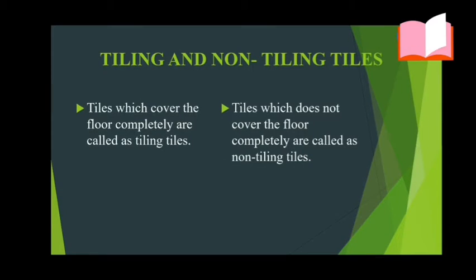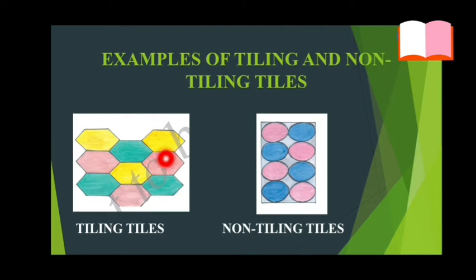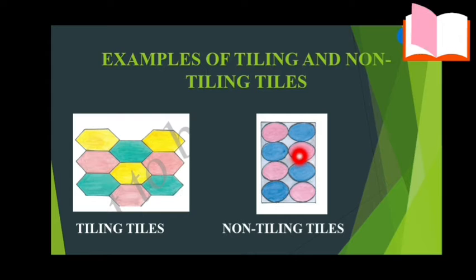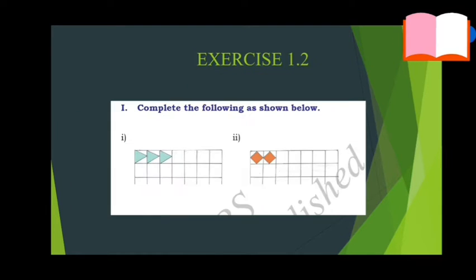Tiling tiles. Tiling tiles means the tiles which cover the whole place of the floor without a single gap are said to be the tiling tiles. Whereas non-tiling tiles means those which have gaps between the tiles. See, here is an example for the tiling and non-tiling tiles. The tiling tiles cover the whole area and no space is left, as shown in the non-tiling tiles. Now let's solve the exercise problem.